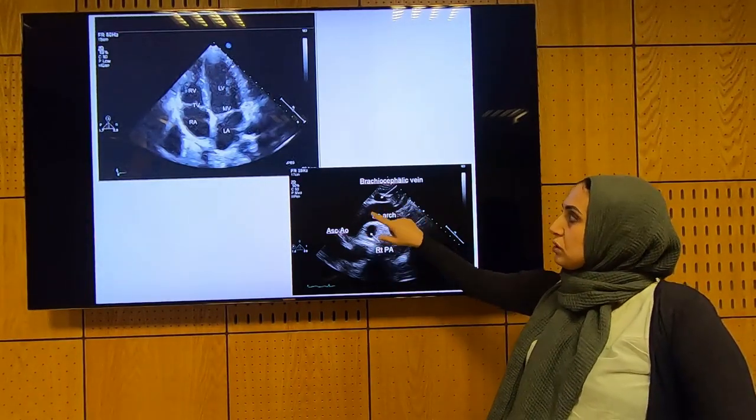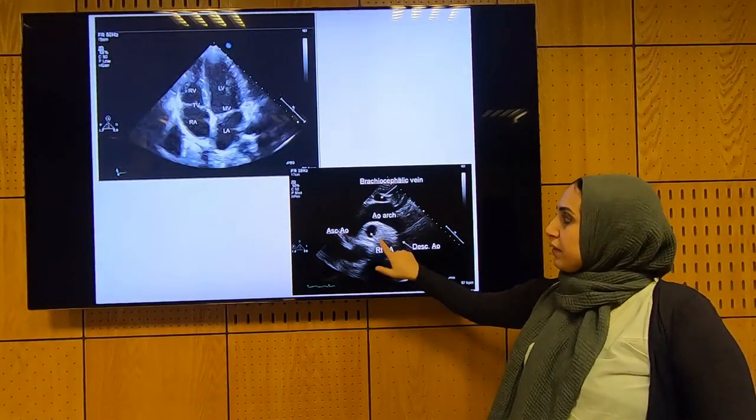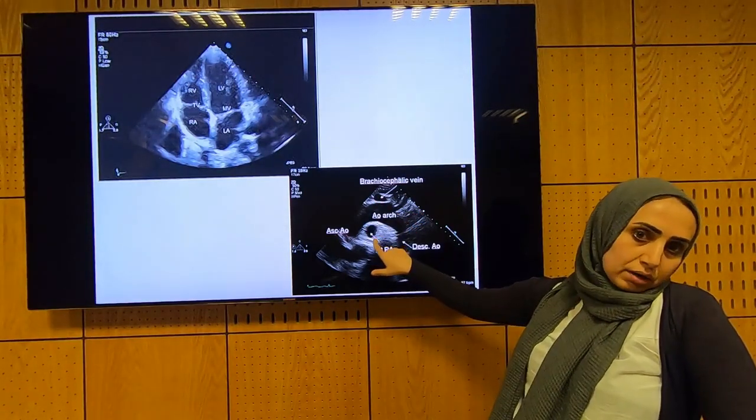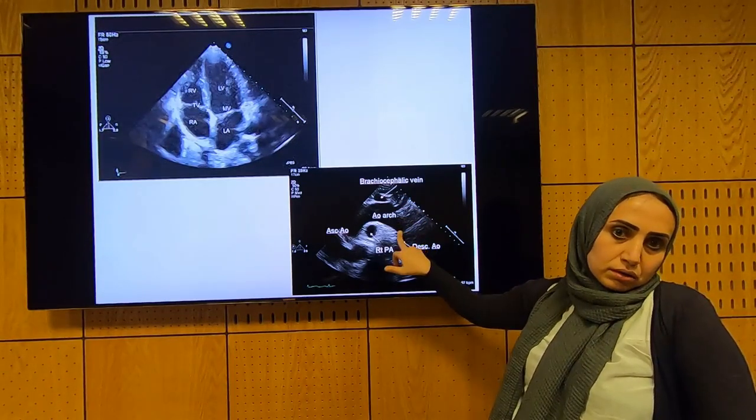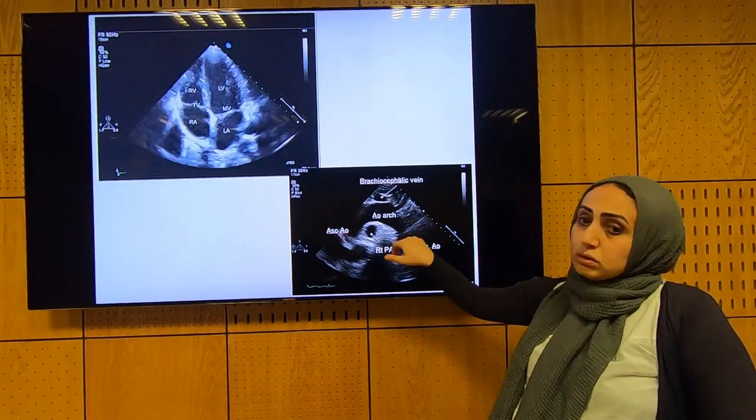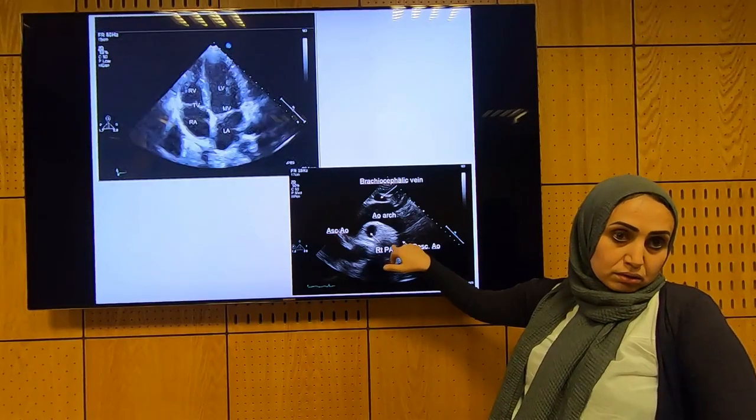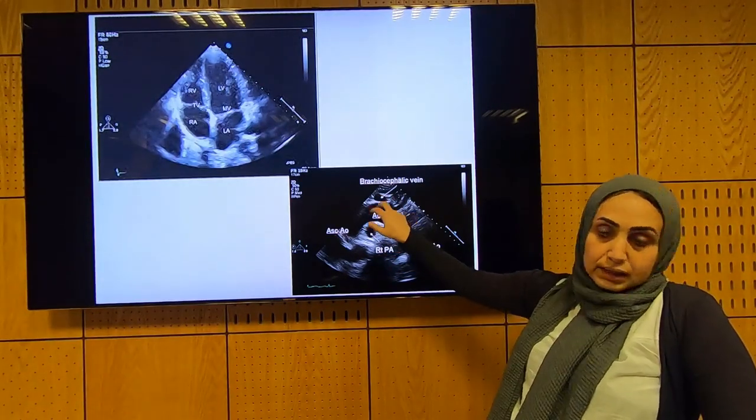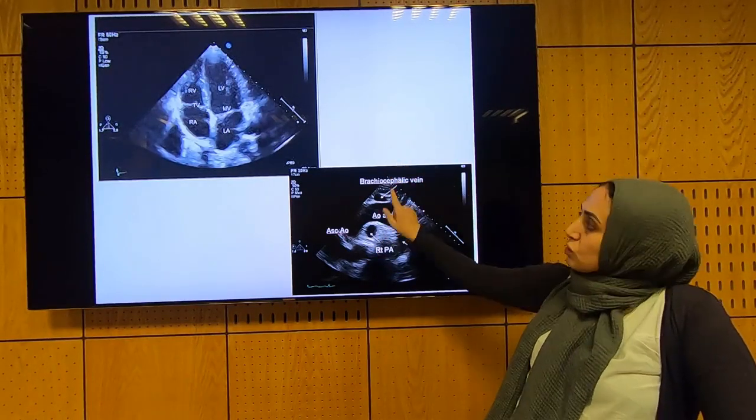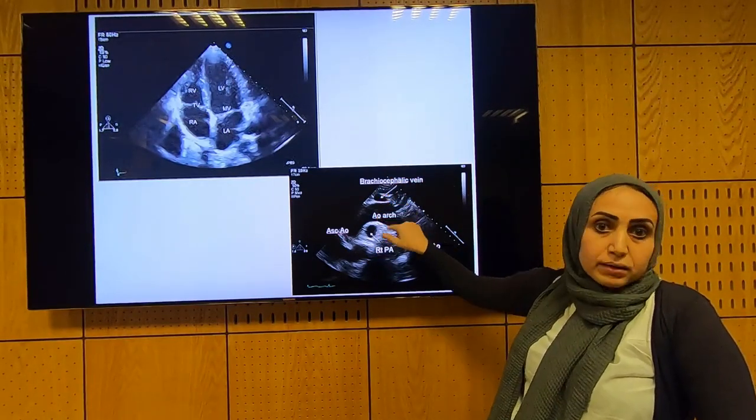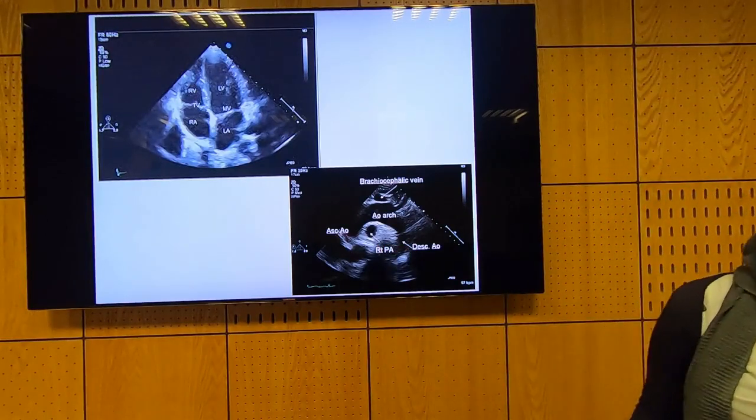So this structure is the big cephalic vein, and this structure is the right pulmonary artery. To which side is the probe closer? To the left, to the vein. So this is the vein, and this is the pulmonary artery. The probe is here, so it's closer to the vein more than the pulmonary artery. Okay, next view.